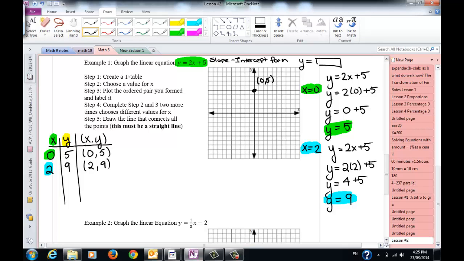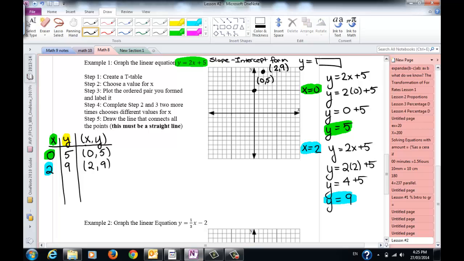And now I'm going to go back to my origin and I'm going to plot this. So I'm always starting at my origin. I'm going 2 to the right, and then I'm going 9 up. 1, 2, 3, 4, 5, 6, 7, 8, 9. I'm going to erase this, and I get (2, 9).